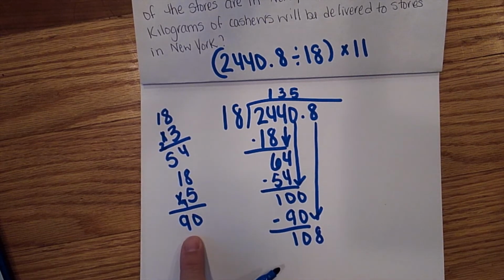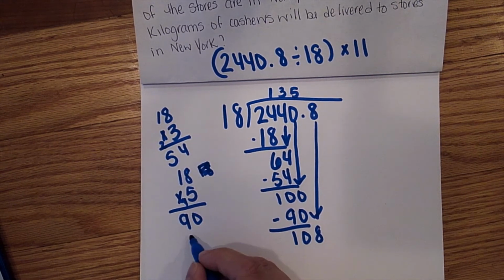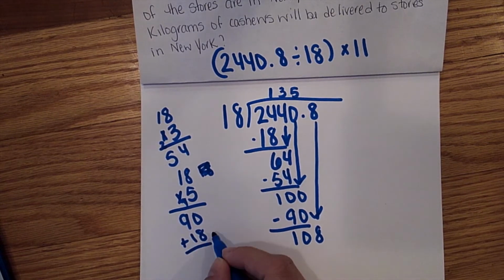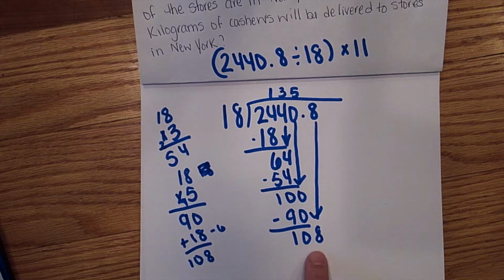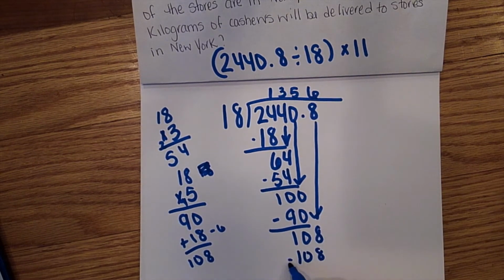Well, I know 90 is 8 times 5. Let's do one more. Let's just add another group of 18. So I know that this is times 6. Look at that. I got the answer. So this is going to be 6. Now I can stop because there's no remainder.